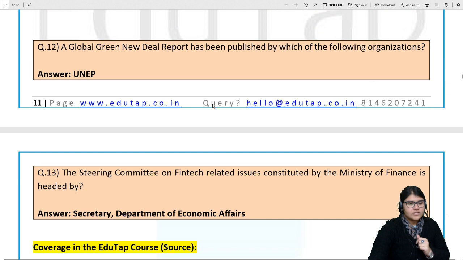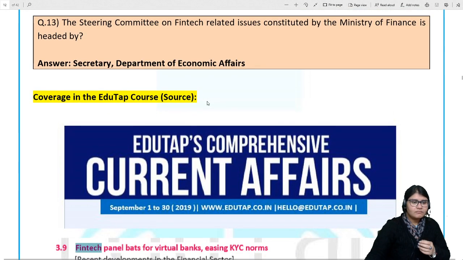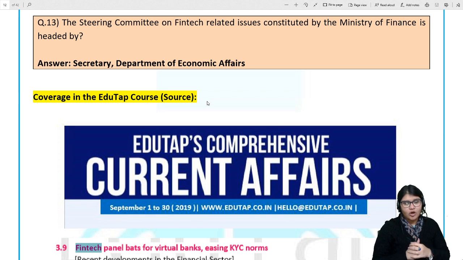Moving on to the 12th question on your screen, a Global Green New Deal report has been published by which of the following organizations? The answer is UNEP. Next, the steering committee on fintech related issues constituted by the Ministry of Finance is headed by? So the answer is Secretary, Department of Economic Affairs.